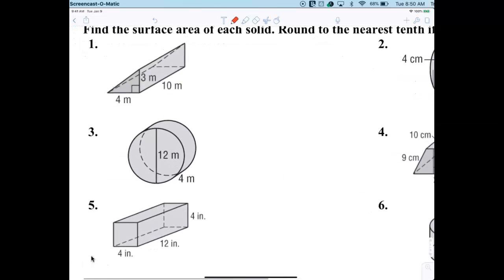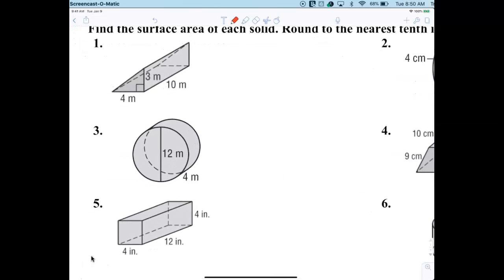Let's look at number 1. Surface area: I would write 2 times the area of the base plus the perimeter times the height. Some of my younger kids told me that the base is a rectangle. True or false? False. The base is a triangle. The reason we know it's a triangle is because the parallel sides are exactly the same.